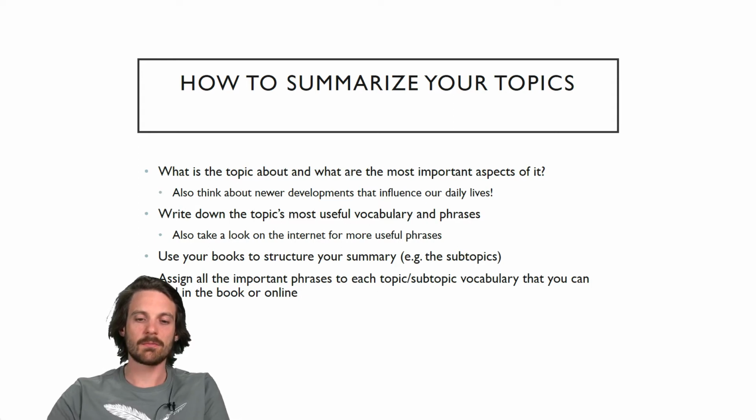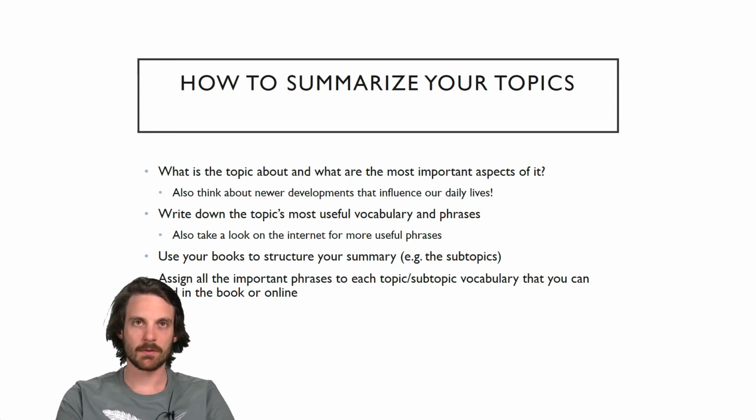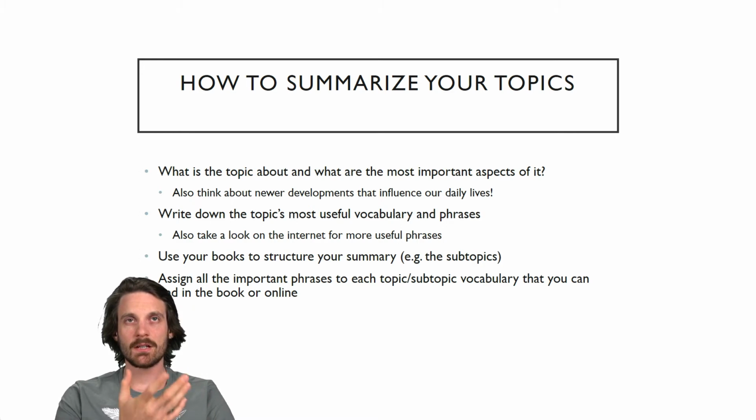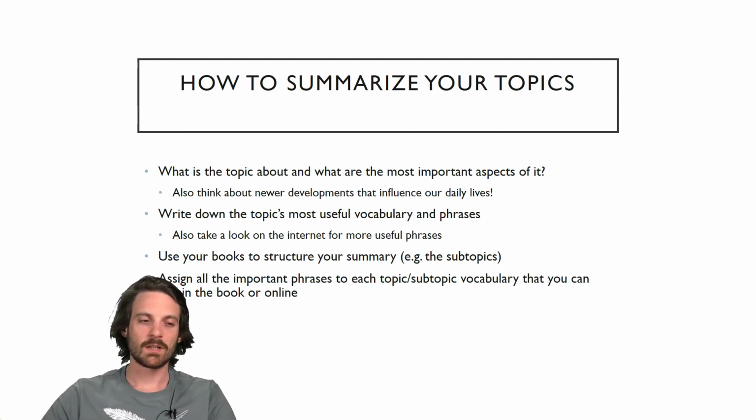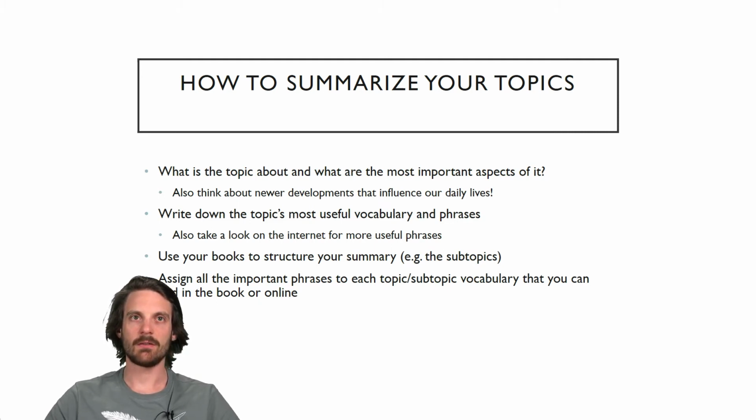And assign all the important phrases to each topic and subtopic, vocabulary that you can find in a book or online. So basically categorize the vocabulary. We've already talked about it, so that you have an overview, so that there is not any vocabulary that has nothing to do with sports and nutrition, for example, in this topic. So very, very basic things, but of course you need to consider those things.